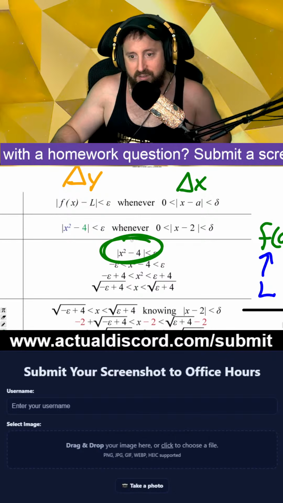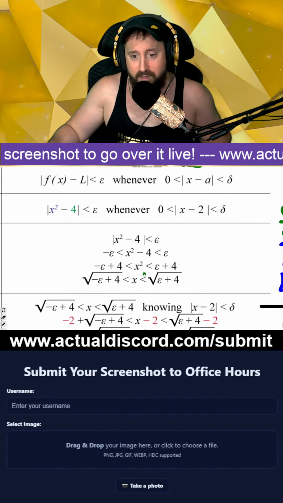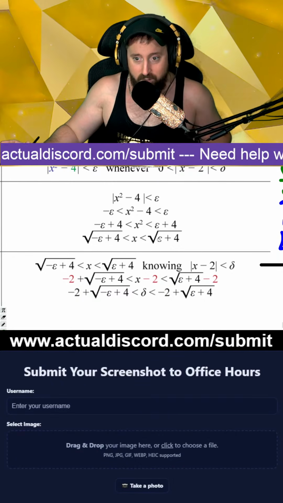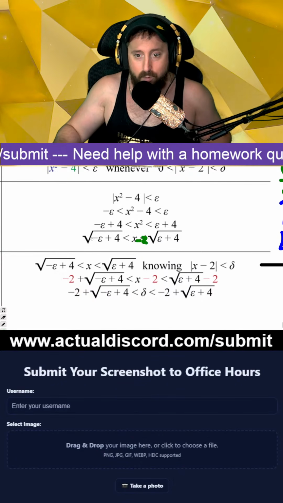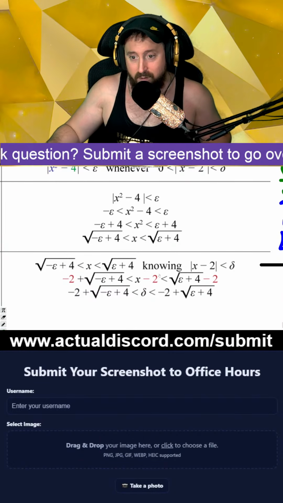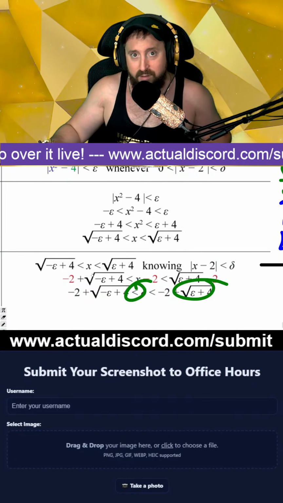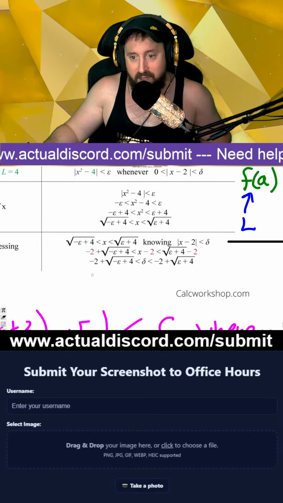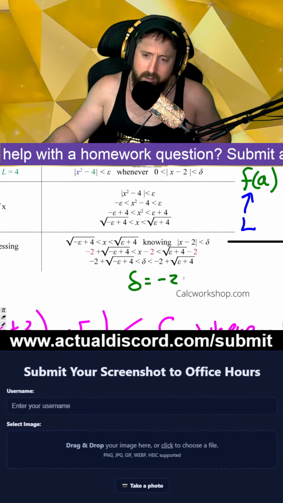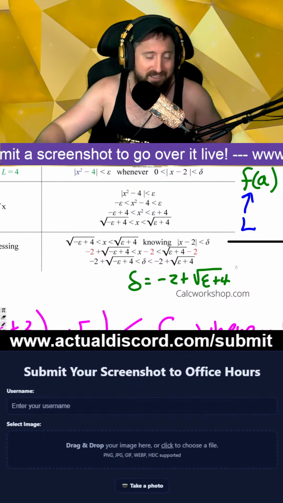And then what you do with this is you say, okay, well, that's between negative epsilon and epsilon. You add 4 to both sides, and then you get to here. Then you square root both sides. And now I think you just subtract 2 from both sides. So minus 2, minus 2, and that tells you that x minus 2, which is the same thing as delta here, has to be in between this. So in this case, I think delta is equal to negative 2 plus the square root of epsilon plus 4. Is that correct?